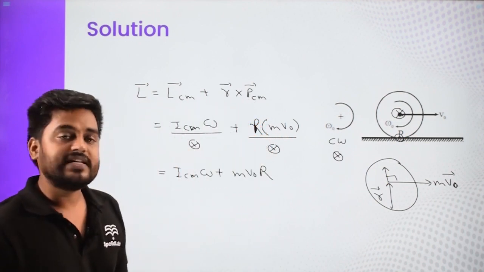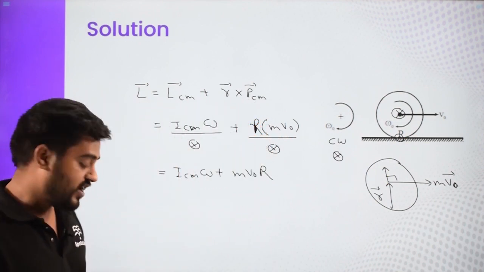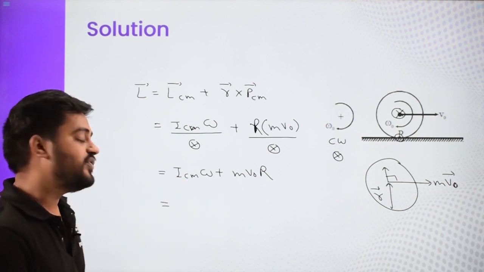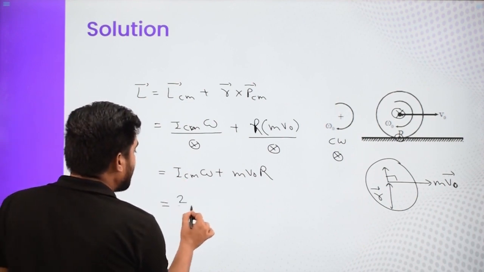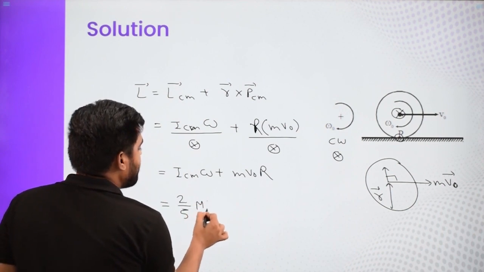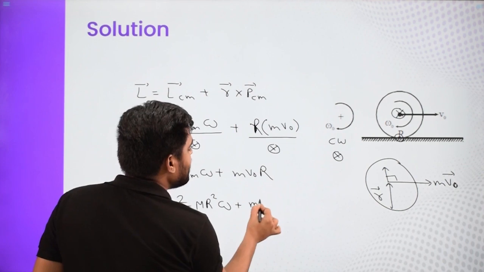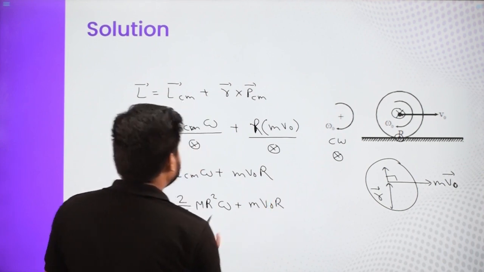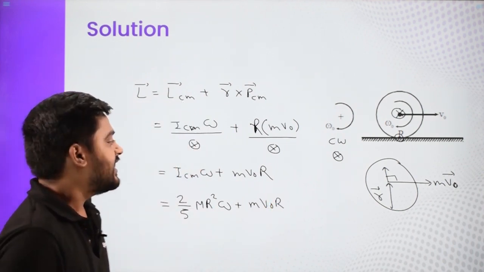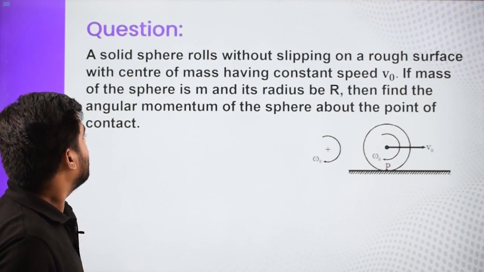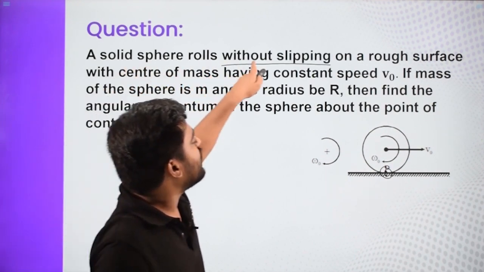For a solid sphere, the moment of inertia about an axis passing through its center is given by 2 by 5 mr square, so we have 2 by 5 mr square omega and m v naught r. Now this is the answer. But the thing is, they have given that the solid sphere rolls without slipping.